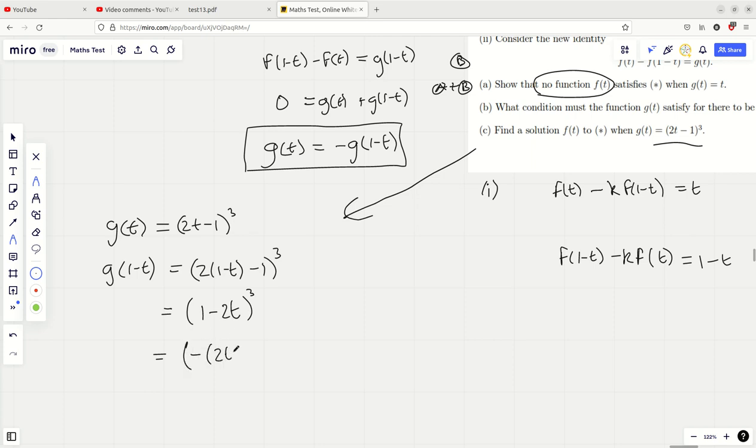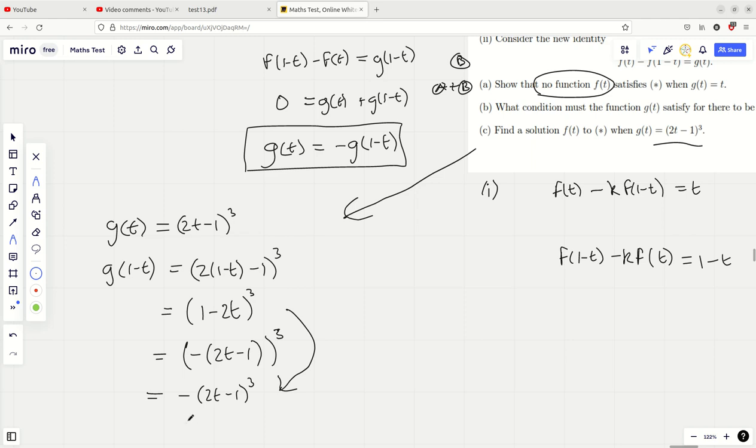As this is really minus 1 times that, I can cube the minus 1, which is obviously just minus 1. Some of you will just jump to this conclusion straight away, as I did. That's fine. But that's the same as that.